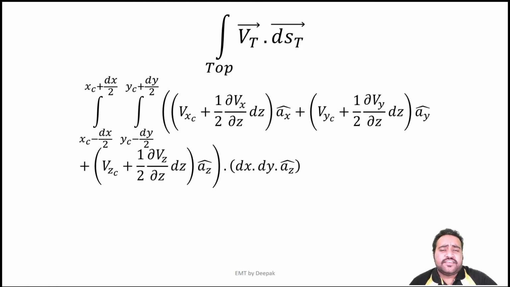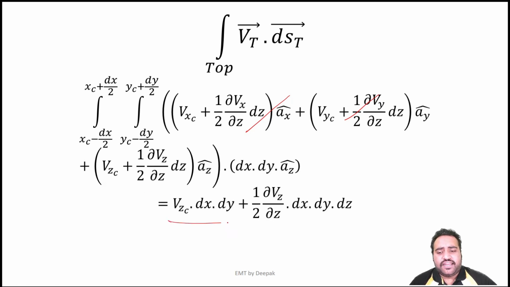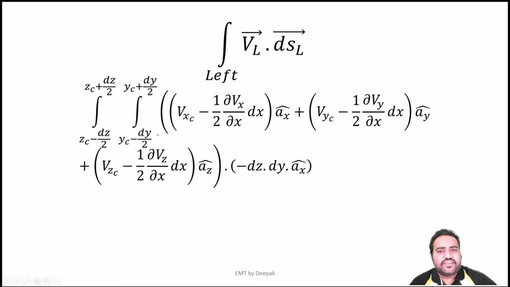If I consider the top surface, this is the value of the vector field at the top surface, times this differential surface element for the top surface. Again, this would be vanishing, this would be vanishing, only this would be remaining, and if I integrate them, I would be getting the answer. If I calculate the left surface, this is the value of the vector field at the left surface. Again, this would be remaining, this would be vanishing, this would be vanishing. The answer I would be getting is vxc dz dy minus vxc dz dy plus 1 by 2 dou vx by dou x dx dy.